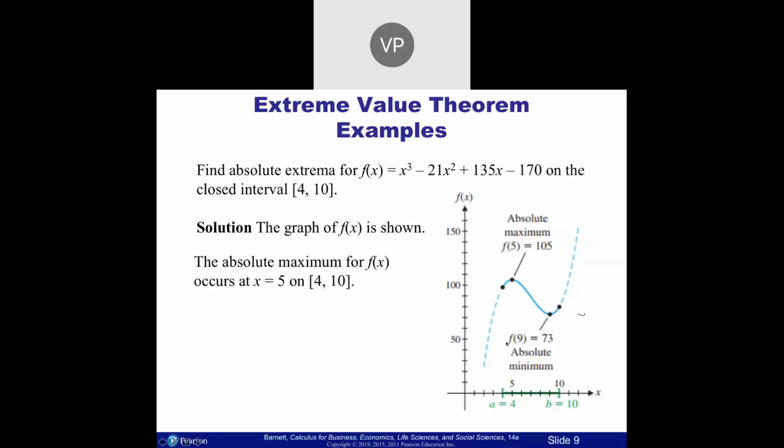Plug in the local minimum here at 9, plug 9 into the function. 9 gives you a y value of 73. Compared to these two y values, that's the lowest, that's the absolute minimum.